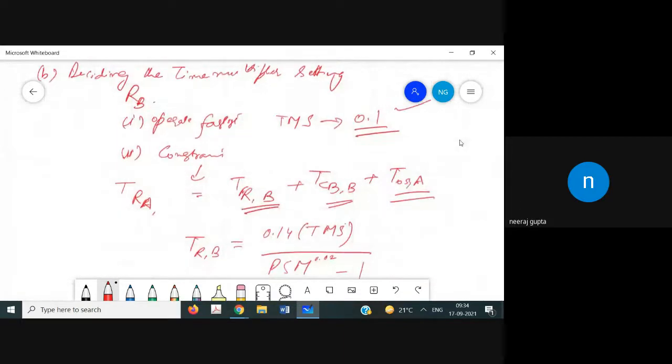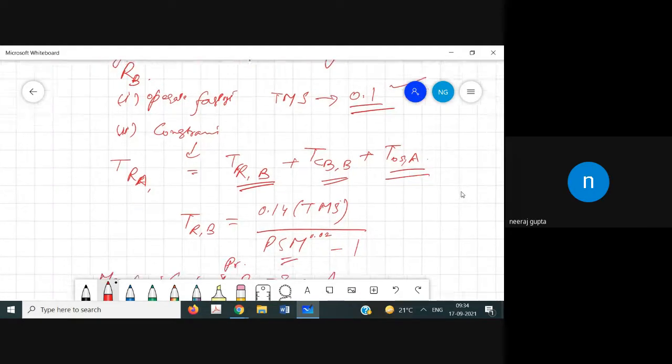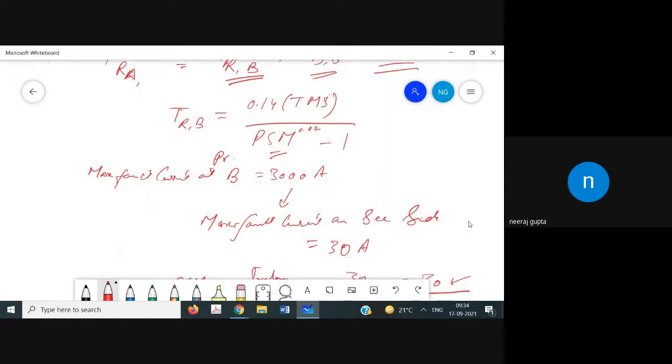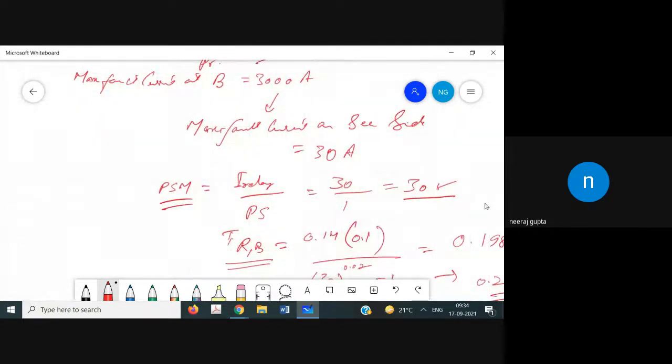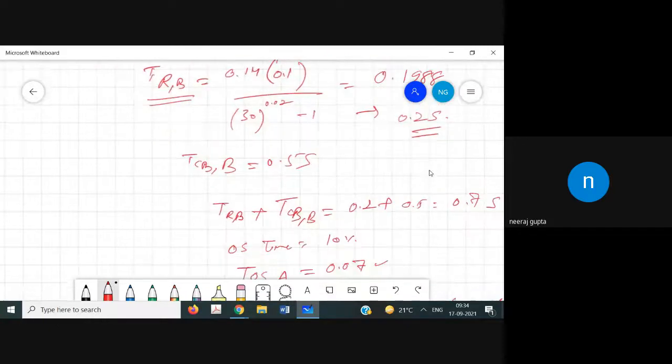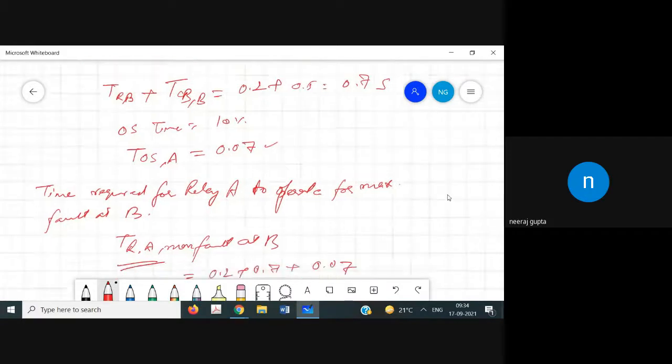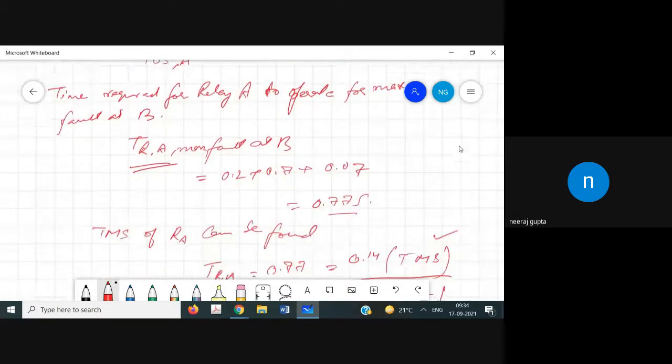Then we have the time multiplier setting. We already know the time multiplier setting we assume for the relay which is at the tail end, because it doesn't have to coordinate with any other relay. Based on that, we calculate this time multiplier setting. We know PSM, because I relay divided by plug setting. Then we calculate the time, and the total time for the relay A, which is the summation of the time for the relay B to operate, plus circuit breaker time, plus overshoot time.